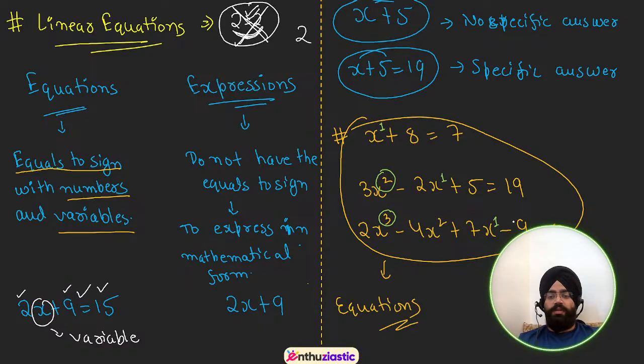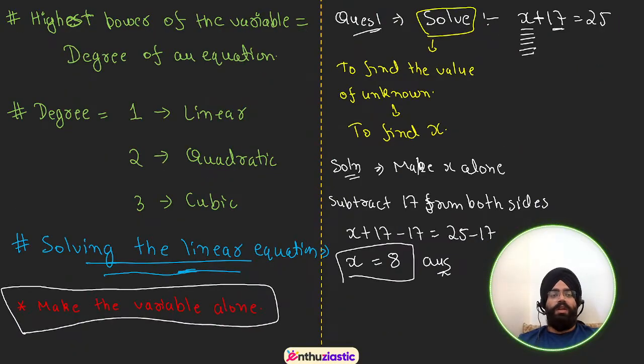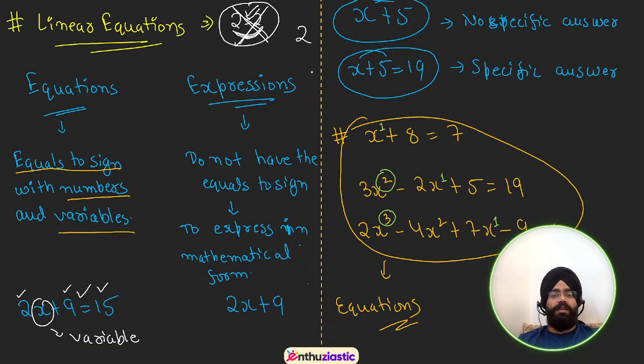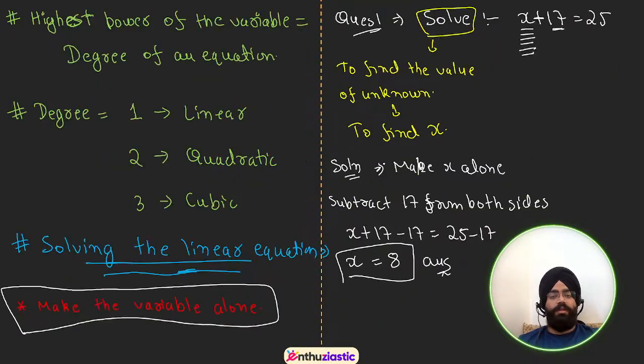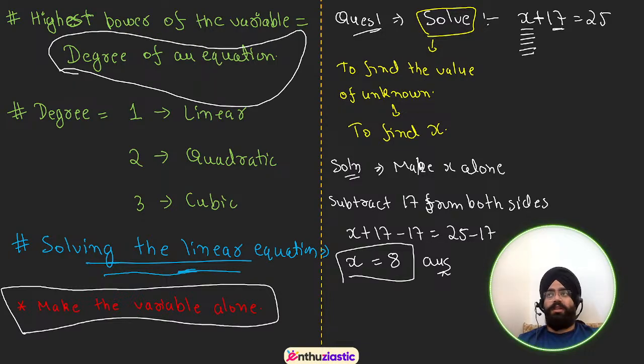They have the equals to sign, they have the numbers, they have the variables, right? But they have some different powers of the variable. The highest power of the variable in mathematics, we will call it as degree of an equation. Keep this thing in the mind. You are going to see this word throughout your life now, whenever you are going to deal with the linear equation. When the degree is 1, we will call it as linear. When the degree is 2, we will call it as quadratic. When the degree is 3, we will call it as cubic.